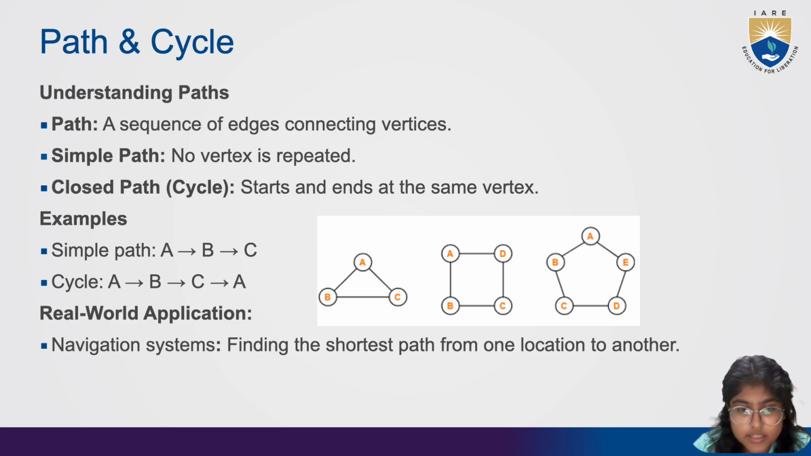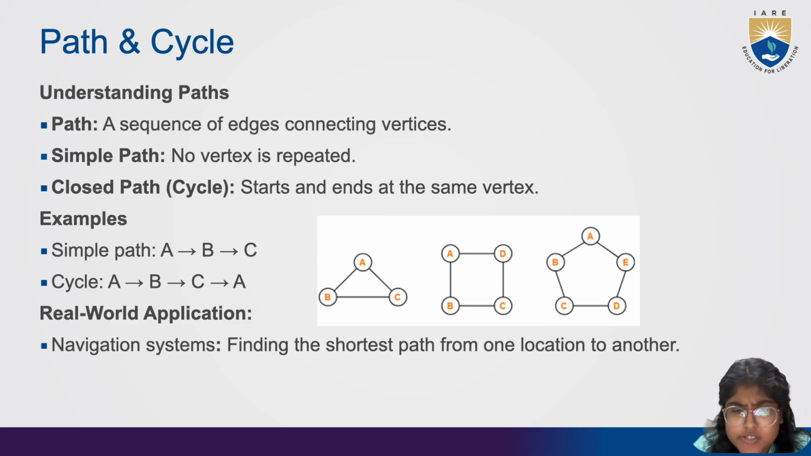To understand this better, you can see the picture here in the graph. A is connected to B, and then B is connected to C, and then C is connected to A. If you complete the whole path, you've completed the cycle. So we can simply say that a path from A to B to C is a path. Whereas if you travel from A to B to C and then back to A, it's a cycle.